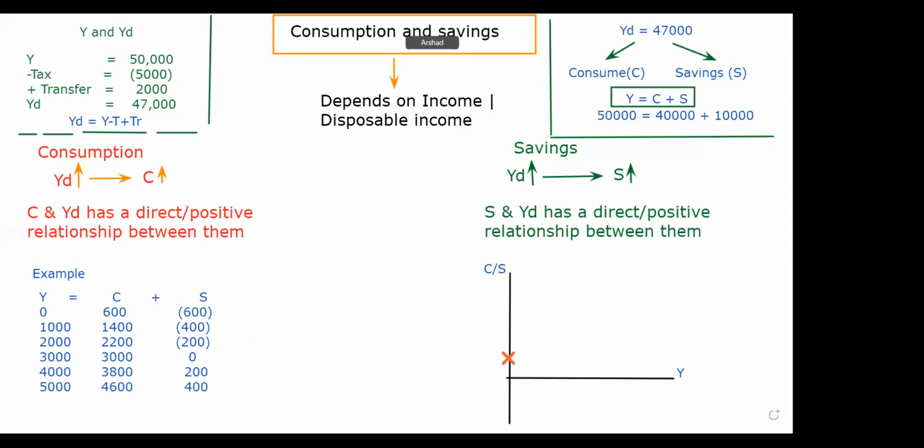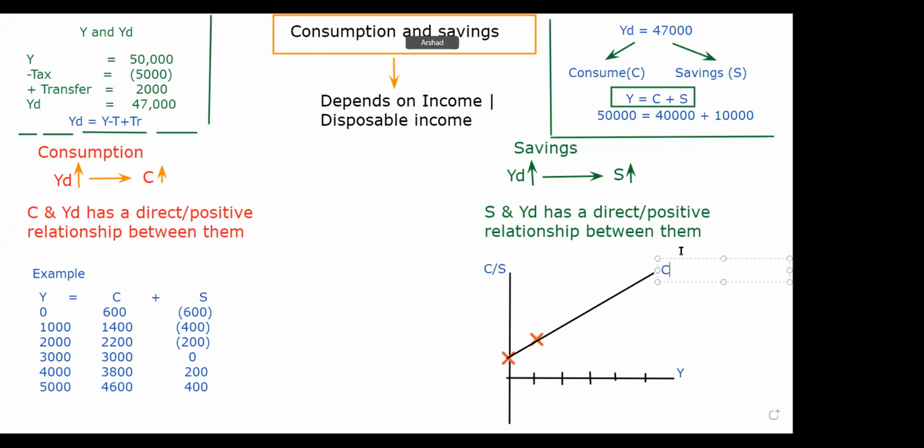I'll just mark some numbers. Let's say this is 1,000, this is 2,000, this is 3,000, 4,000, and 5,000. I'm just randomly marking some numbers. So when I'm earning 1,000, my consumption is 1,400. Likewise, if I plot it on a graph, my consumption curve will look like that. That is how my consumption function is going to look like. This is my C.